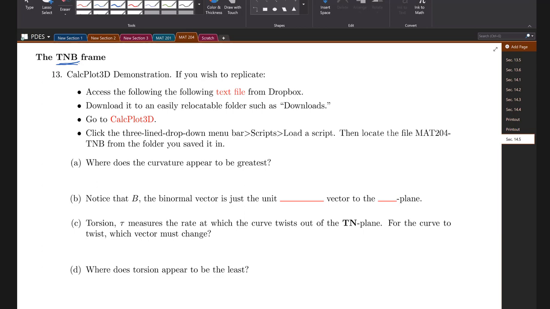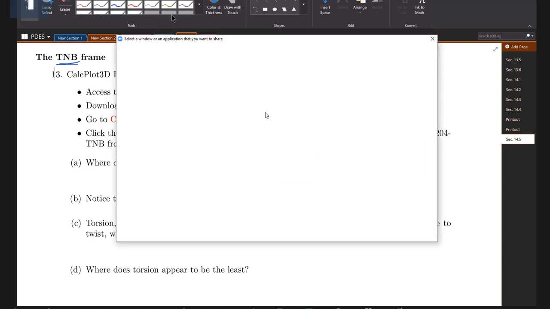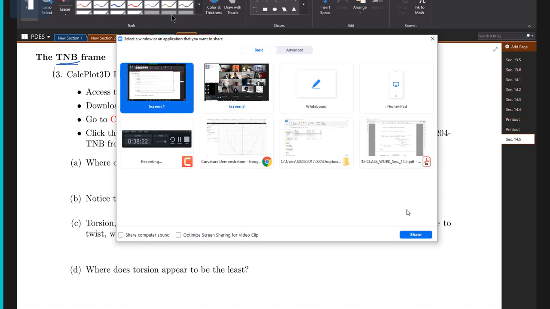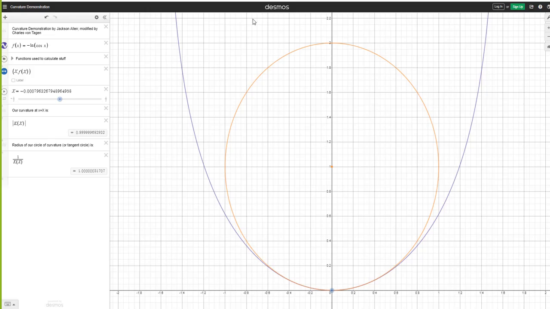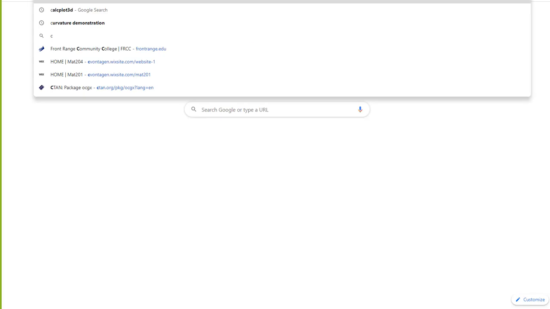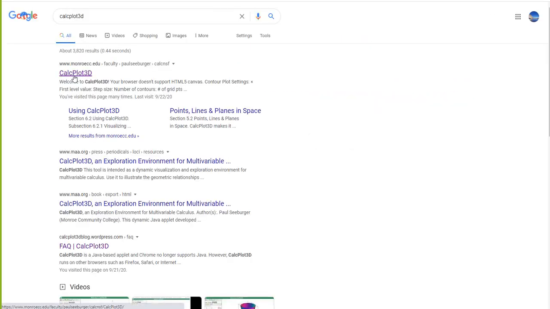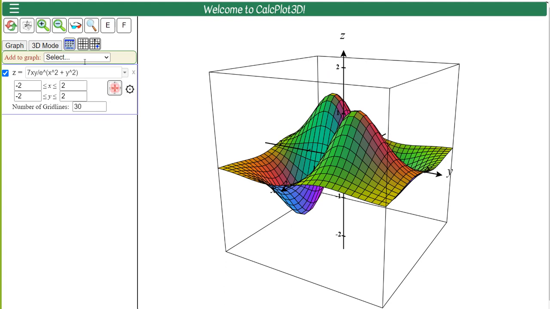I've given you some directions here for you to be able to pull up the exact same thing that I've got. You don't have to do this now. If you click the text file link, it just opens up a txt file that you should save somewhere. Then you go to CalcPlot3D, and I'll show you how it works from here. After you've downloaded that txt file that I gave you, you go to the drop-down menu, which is right here.